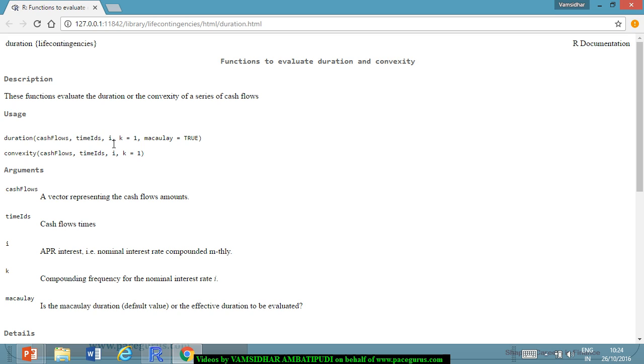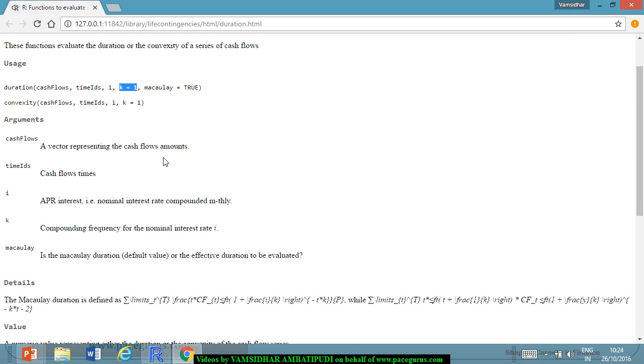I have to specify R, which is the nominal kind of an interest compounded monthly. So I have to specify the nominal interest rate, which is in the form of I. Then what is the frequency of payments? I have to specify it in terms of K, the payment frequency or the compounding frequency. In this duration, again, I am not talking about the theory of it. In the duration, we have something called Macaulay duration or the effective duration. There are two different ways of computing the duration.